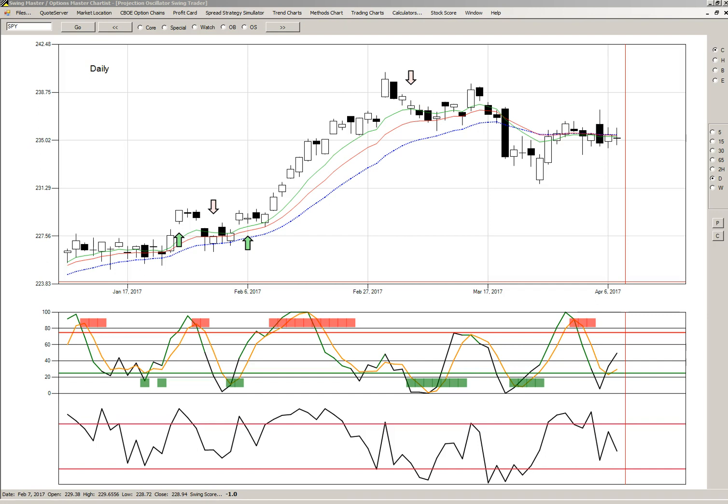This is our projection oscillator swing chart. We use it as our primary chart to formulate our swing trading strategy. Now, this chart is unique and very useful in that it puts swing trading in context.